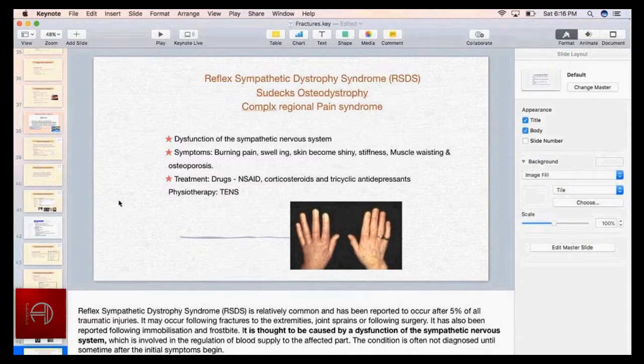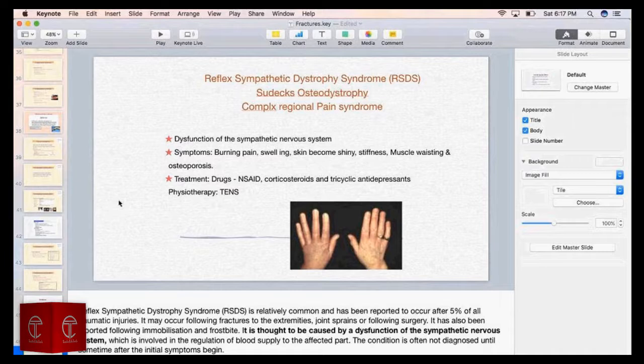And now we are moving on to the next complication, reflex sympathetic dystrophy syndrome. The old terminology is pseudo-osteodystrophy, and the latest terminology is complex regional pain syndrome. This is of course not an early complication, it's a late complication. The basic pathology of reflex sympathetic dystrophy is the dysfunction of the sympathetic nervous system.